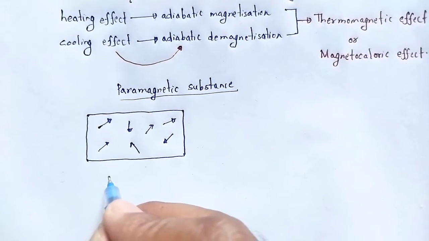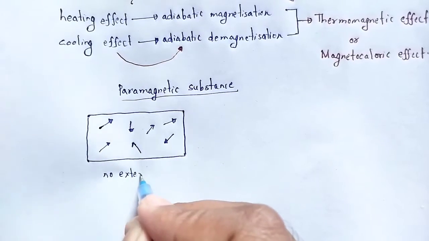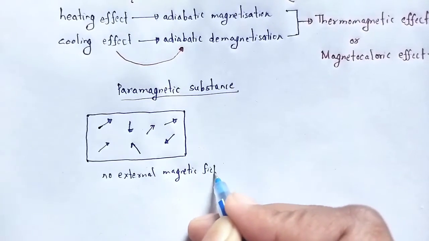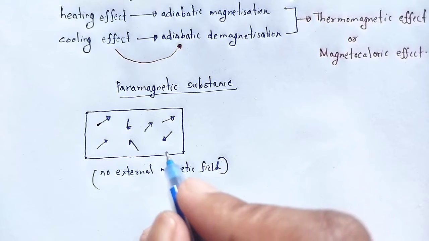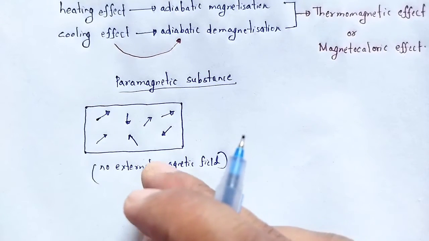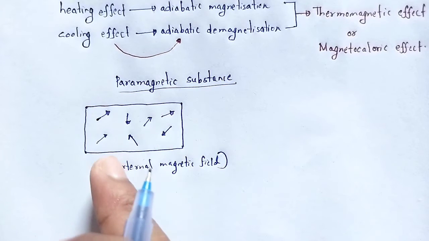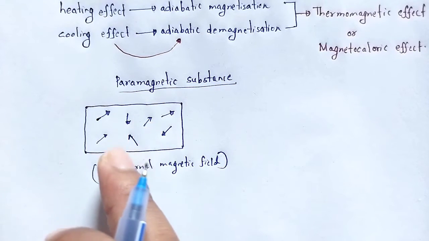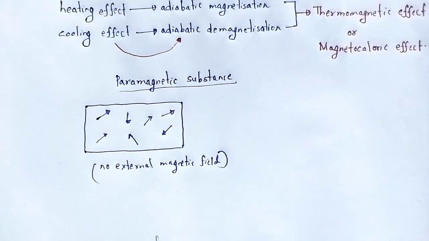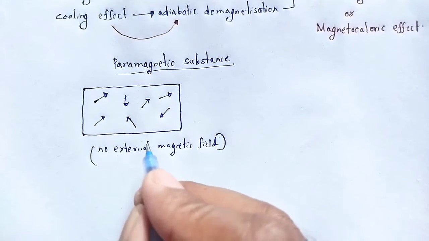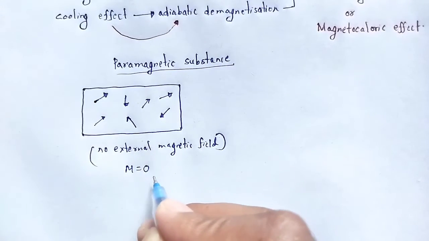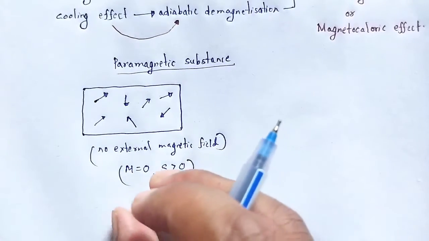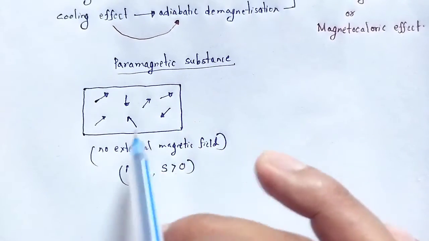Here no external magnetic field is applied. The net magnetic dipole moment when no external magnetic field is applied is 0, as all the dipole moments are randomly oriented as shown in the figure. Here M is 0 and S is greater than 0. Magnetization is 0. This is the demagnetized paramagnetic substance.